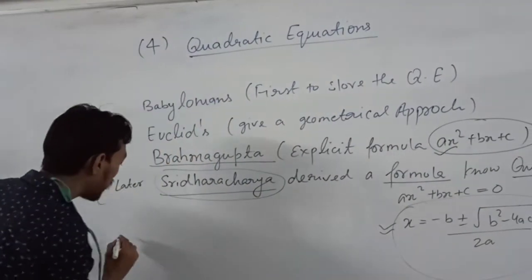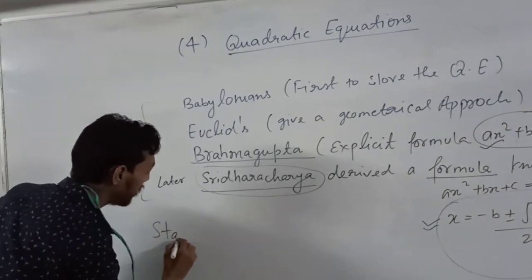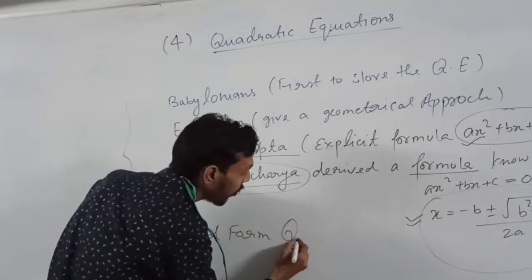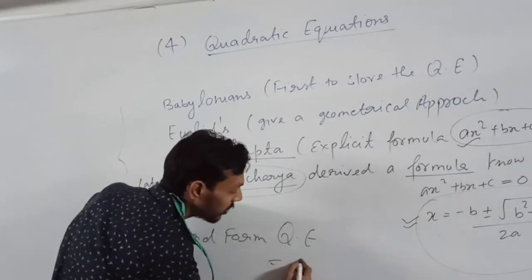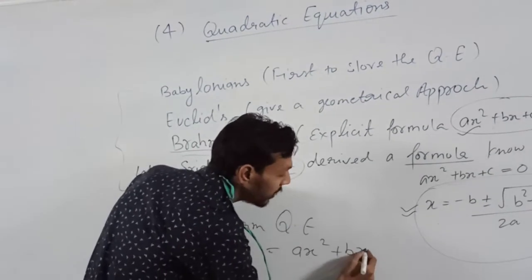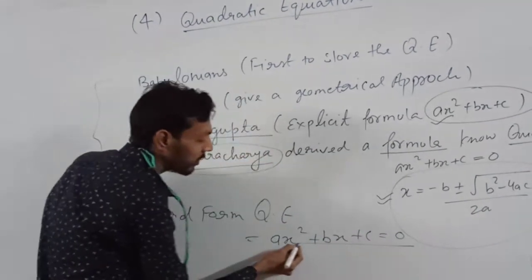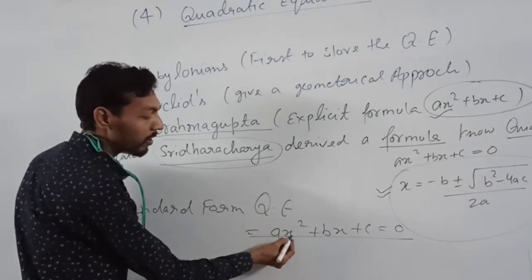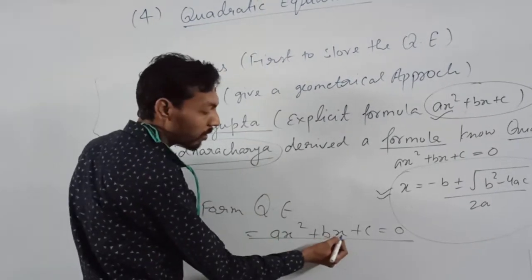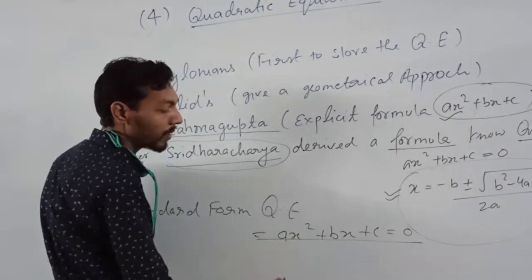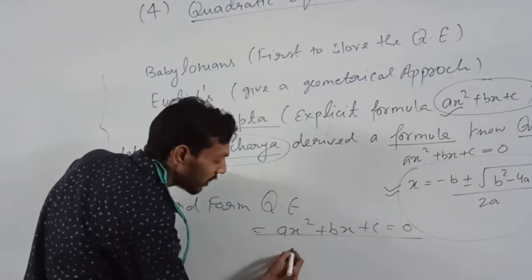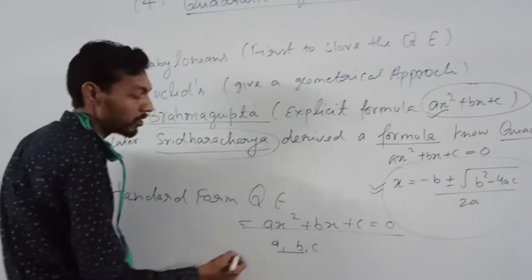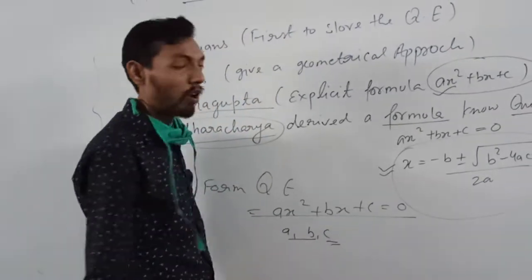What is the standard form of the quadratic equation? The standard form of a quadratic equation is ax square plus bx plus c equals 0. Here the coefficient of x square is a, the coefficient of x is b, and the constant number is c. Means a, b, c. A and b are the coefficients of x square and x respectively, and c is the constant.